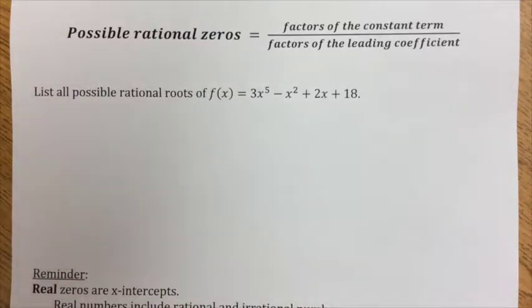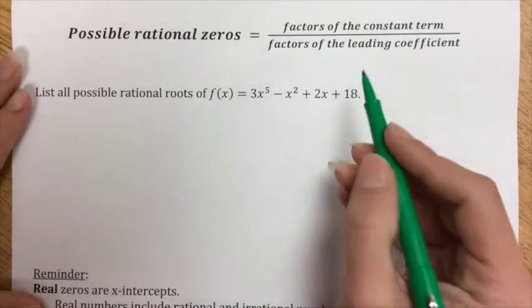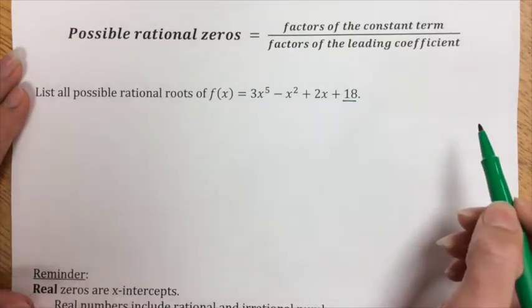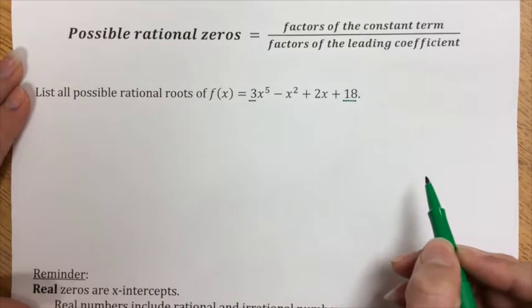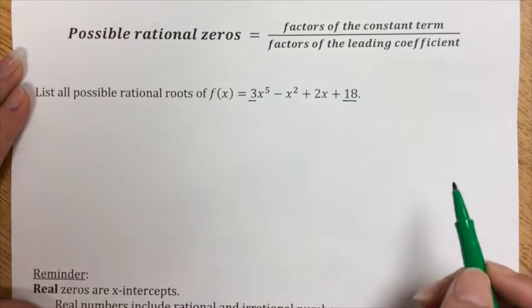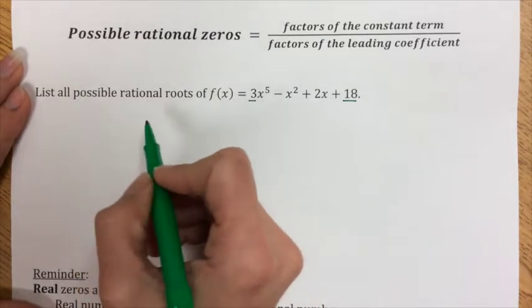Using the rational zero theorem, we can make a list of the possible rational zeros of any polynomial. All we need to do is find all the factors of the constant term and divide that by all the factors of the leading coefficient. So let's figure out the factors of the constant term first. So factors of 18.